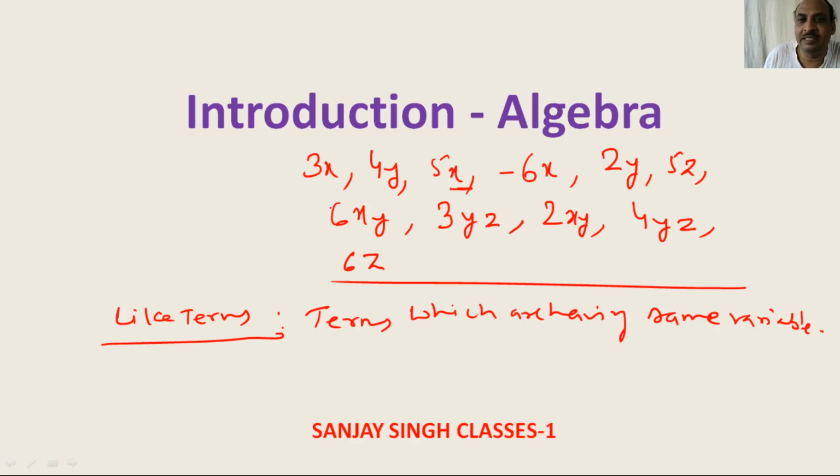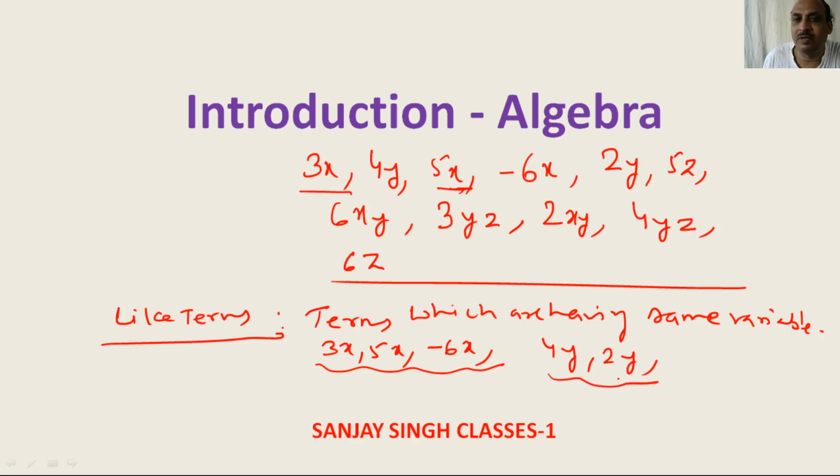Like in this case 3x, 5x, minus 6x. Now the others are not like terms. Similarly, in another variable, these are like terms for x. Again, another set: 4y, 2y. That's all. This is one set of like terms.